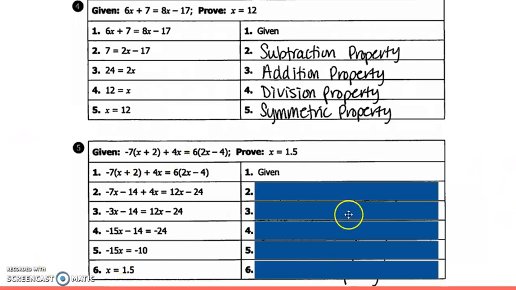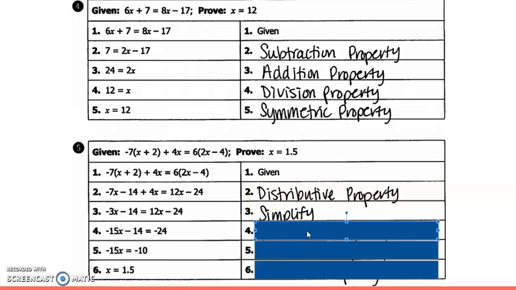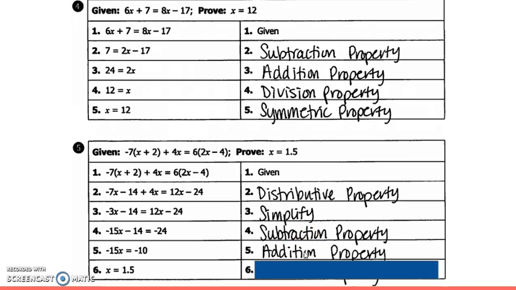Again, number 5, we're going to go through pretty quickly. They did the distributive property first, and then they simplified, and that is allowed to be a reason. That's just your combining like terms. Then they subtracted, and then they added, and lastly they divided. So those are our proofs.